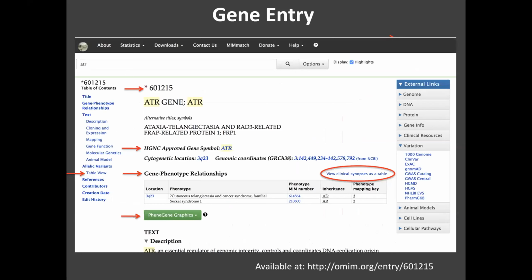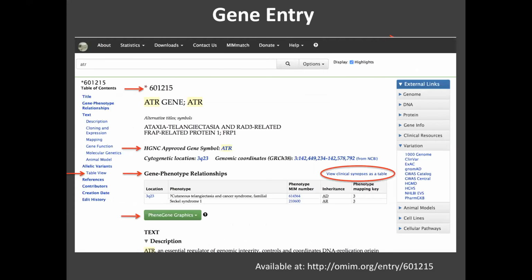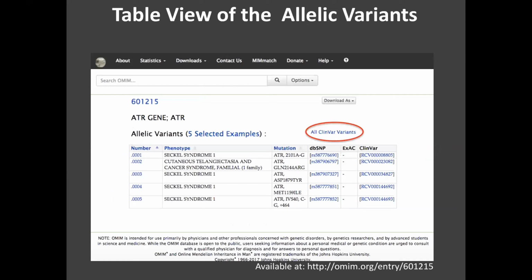You can see the clinical synopsis associated with a particular gene, and they can look at it side by side and see what the similarities or differences are. You can look at phene gene graphics, a visual way that we've shown people how... I'm sorry, I went to the example variants here. You can go to ClinVar variants to get more, and you'll hear more about ClinVar a little later from Shinya.